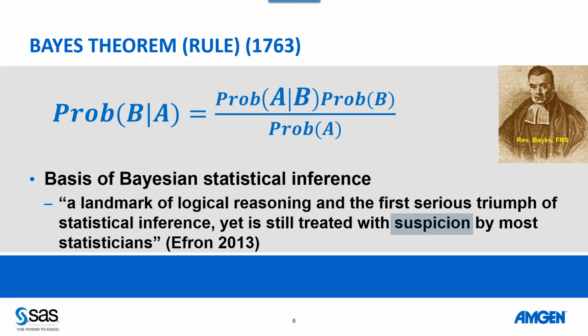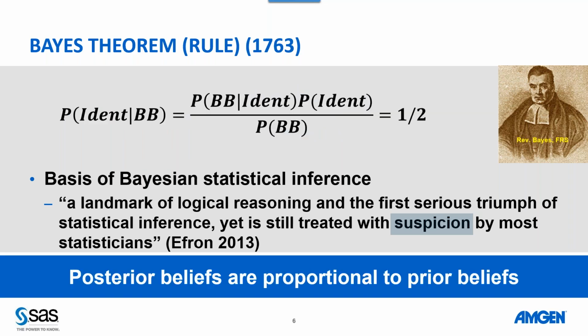We had that quote from Professor Efron, and then we highlighted suspicion, because it is true that people sometimes see the use of Bayesian methods with a lot of skepticism and suspicion. Even the example that we showed you from Professor Efron, if you remember, his friend was not that impressed with his answer of 50-50 odds of having identical versus fraternal. The whole point here is that the posterior beliefs are going to be proportional to our prior beliefs, and that's the main idea behind the Bayesian methods and using the Bayes theorem.